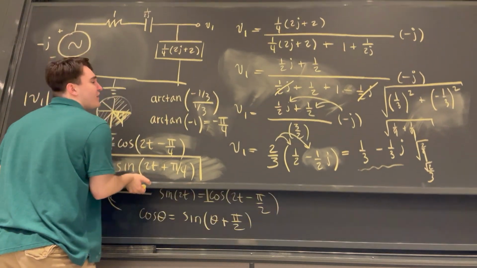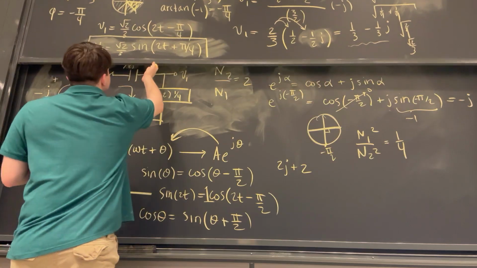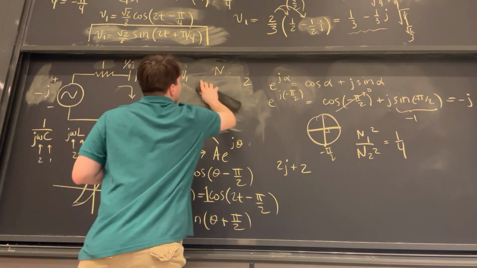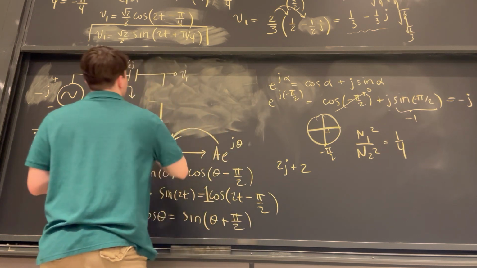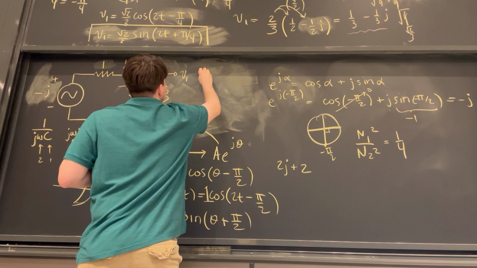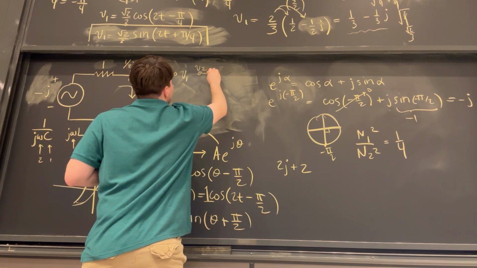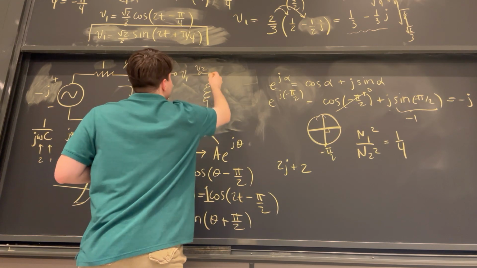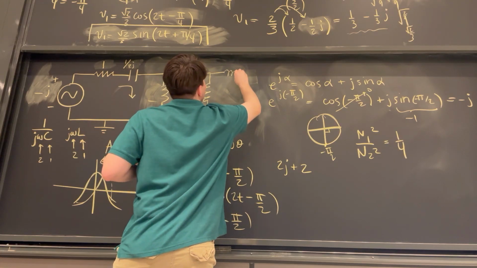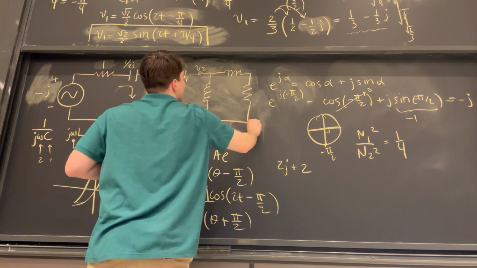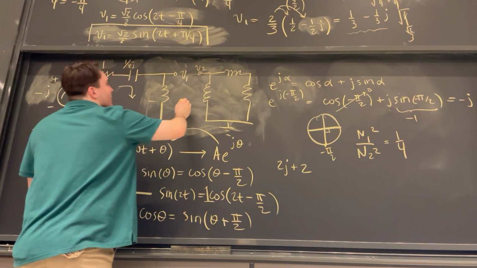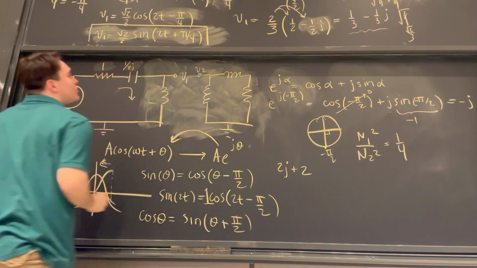But for the final step, we remember that that was not our final goal. Our final goal was actually to find V2, which was on this side of the transformer. And then we had some other impedance over here, which was some inductor plus some resistor, etc. So we have V1, but our final goal was actually to find V2.